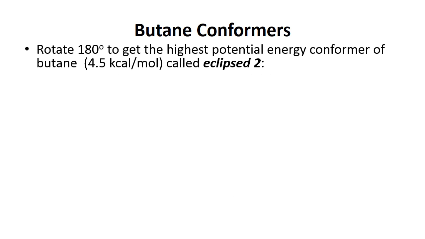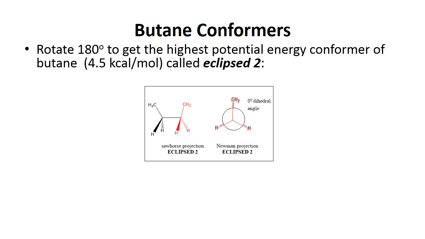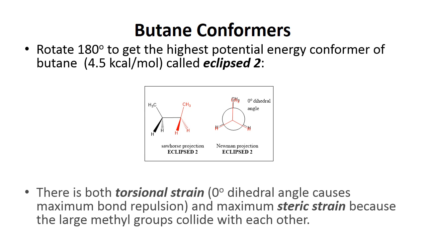Rotate 180 degrees to get the highest potential energy conformer of butane at a whopping 4.5 kcal per mole, called eclipse 2, and that's shown below. There is both torsional strain, because there is a 0 degree dihedral angle, causing maximum bond repulsion, and maximum steric strain, because the large methyl groups collide with each other.